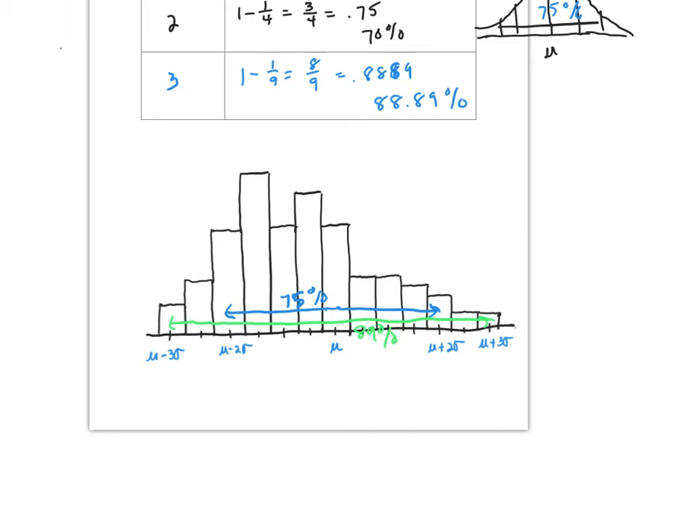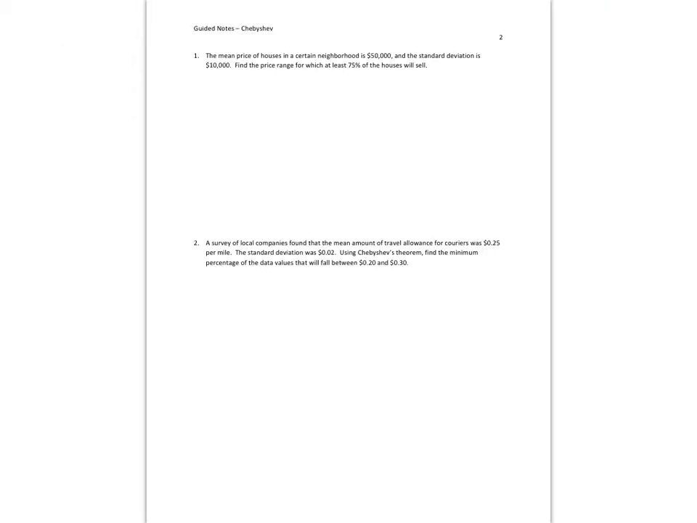Within how many standard deviations can you expect to have 75%? 2. The mean price of houses in a certain neighborhood is 50,000 and the standard deviation is 10,000. Find the price range for which at least 75% of the houses will sell.